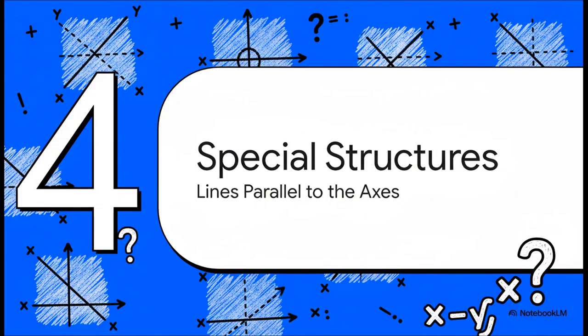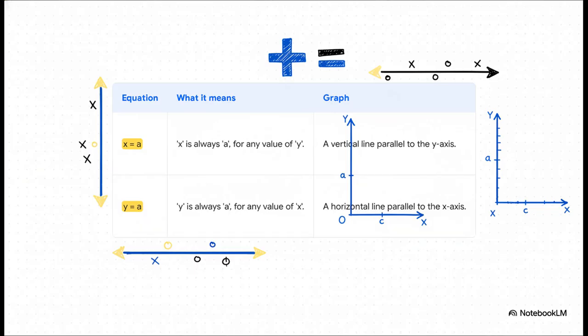Okay, we've got the basics down. Now let's look at a couple of special cases that can look a little weird at first. Like, what happens if it looks like one of the variables is just missing? So take an equation like x = -4. It looks weird, right? But you can think of it as x + 0y = -4. What that really means is, no matter what value you pick for y, x is always going to be -4. So you get points like (-4, 0), (-4, 3), (-4, 5). And when you plot those, you'll see they make a perfectly vertical line.